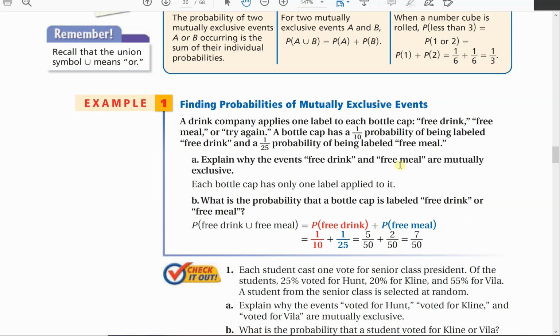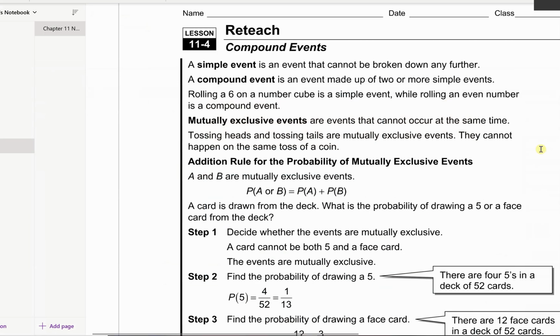So what would be the probability that you get one of those things? Either you win a drink or you win a meal. You would be adding them up. 1/10 plus 1/25. Remember, in order to add fractions, we need a common denominator, in this case 50. So it's 5/50ths plus 2/50ths. You get 7/50ths. If we go over to the note packet, let's talk about this.